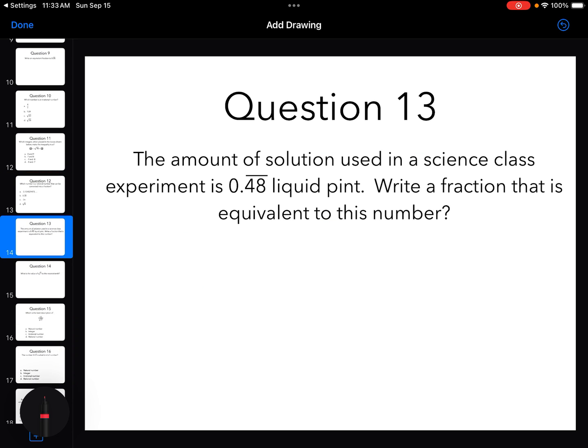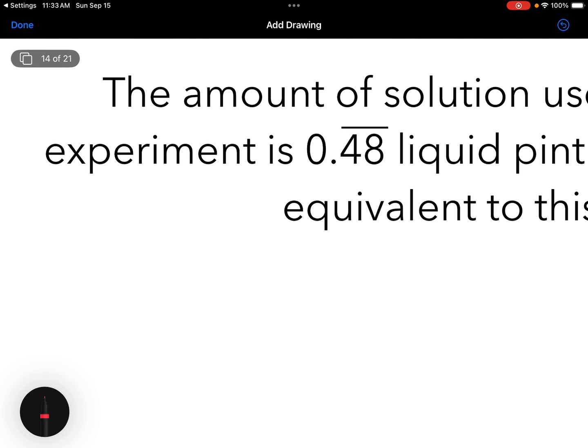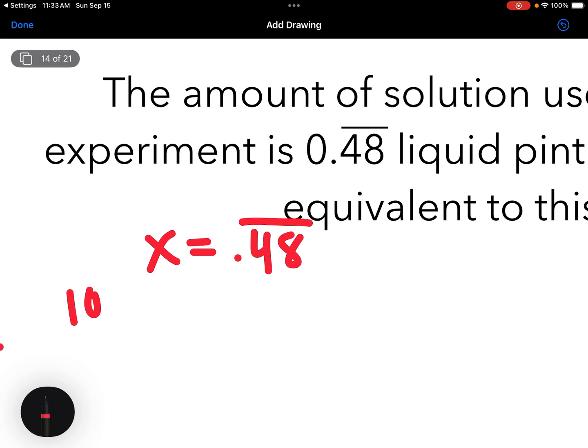They want us to write an equivalent fraction. So I start with x equals 0.48 repeating. I'm going to multiply each side by 100.